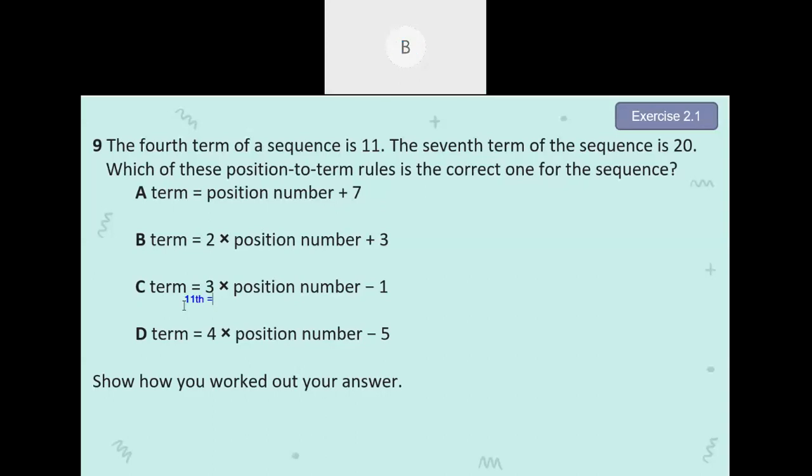32. Yeah, 3 times 11 minus 1, which equals 32. Oh, wait, sorry, I'm misreading. It's supposed to be the fourth term. Yeah, fourth term: 3 times 4 minus 1, which equals 11. 11. Sorry for the misreading.